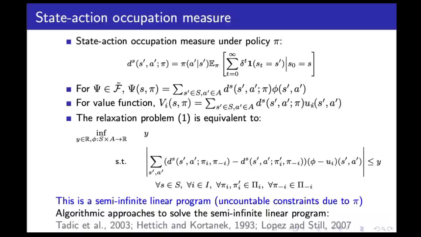And now the relaxation problems in the previous page can be rewritten in this equivalent form with the occupation measure here. And now your decision variable here is the small phi, which just takes value on the finite space. But just like your question mentioned, here we actually have infinitely many constraints because we iterate over all the possible policies. So very nice point.